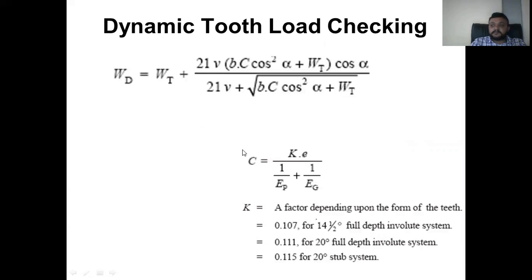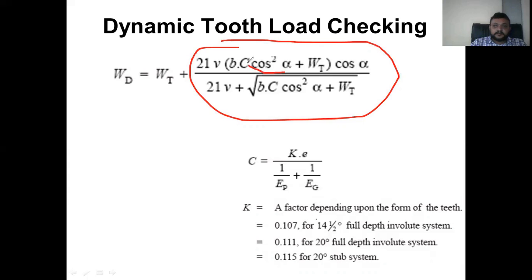Then you have to check face width and module in the same way, and use the Buckingham equation for checking under the dynamic load, with only a variation: an improved Buckingham's equation by considering cos square alpha. That is the modification of the equation. If C is not given, that is, if the static capacity and dynamic capacity are not given, then you can find it out by use of K, where E is the modulus of elasticity for the pinion and gear material, and if it is given, directly use this C depending upon the data.